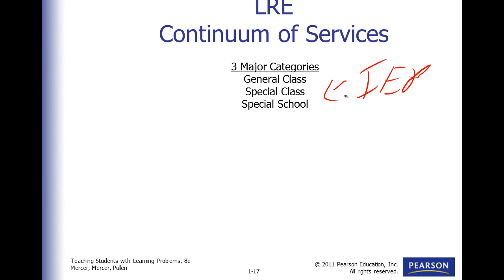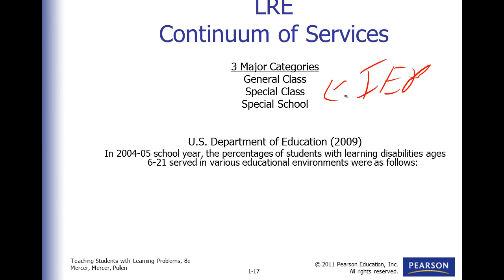If you know anything about special ed, you know this to be true. And that is a little bit old. From 2004-05, this shows the percentage of students with learning disabilities, ages 6 to 21, served in various educational environments, which are as follows. Again, this came out of SPED 100. You saw this, but here it is again.